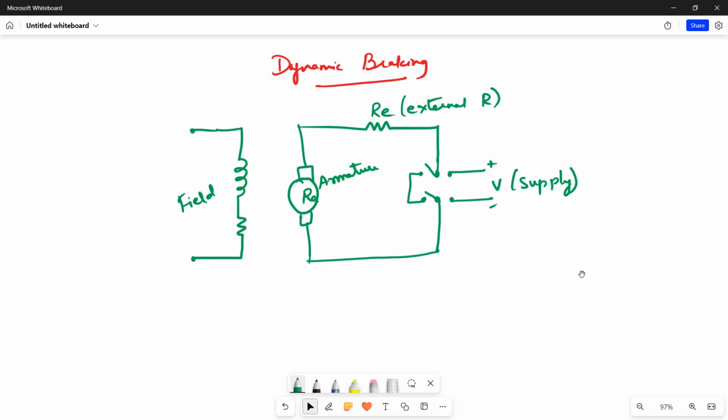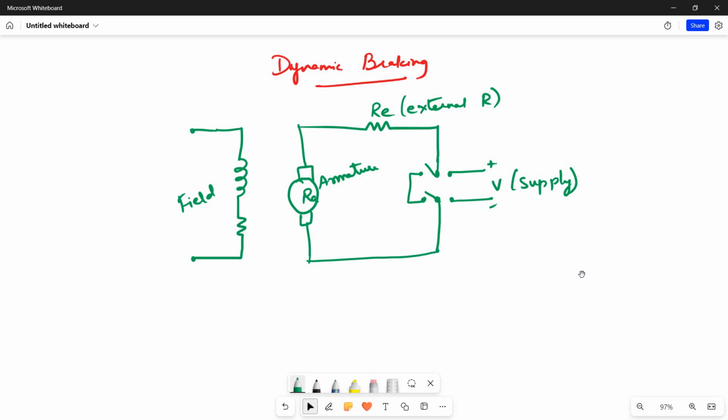Next, we have dynamic braking. In regenerative braking, it is impossible for the motor speed to be greater than the no-load speed. Regenerative braking is not possible if it is impossible for the motor speed to be greater than the no-load speed, or if the armature voltage is constant and cannot be varied smoothly.